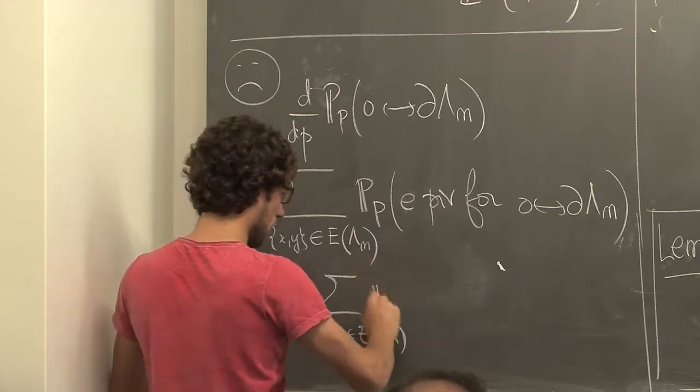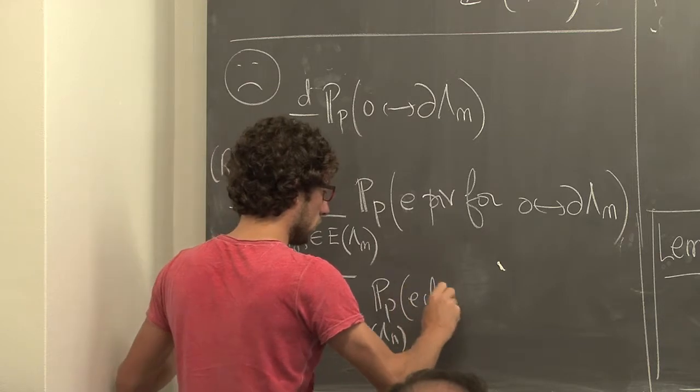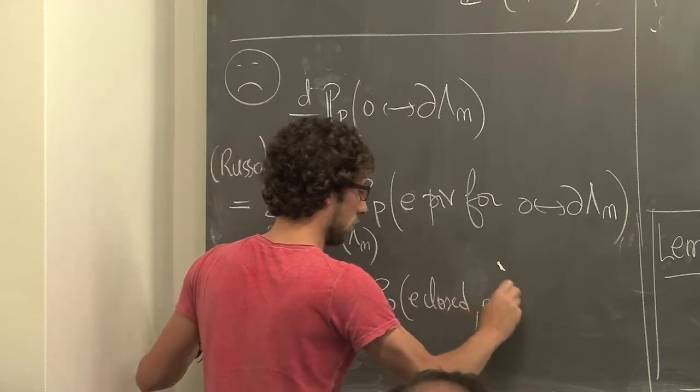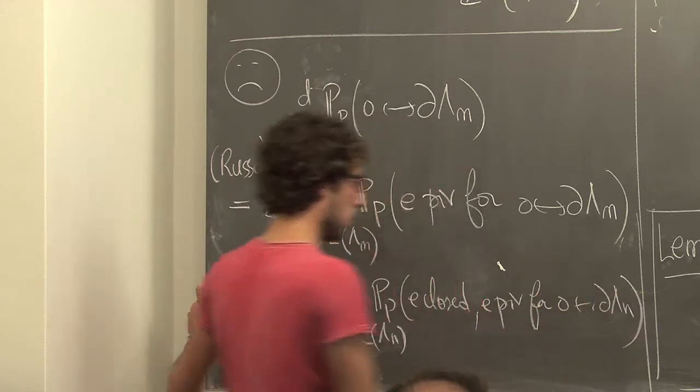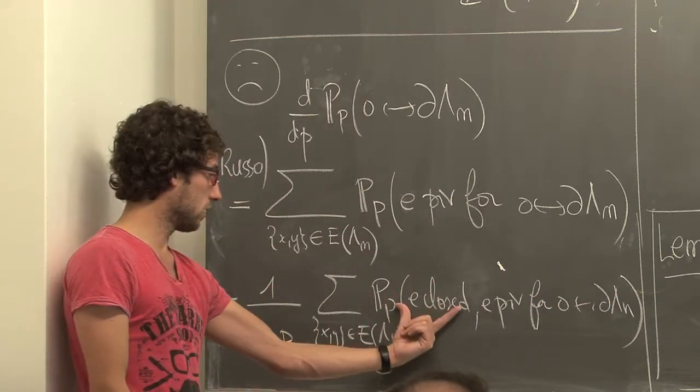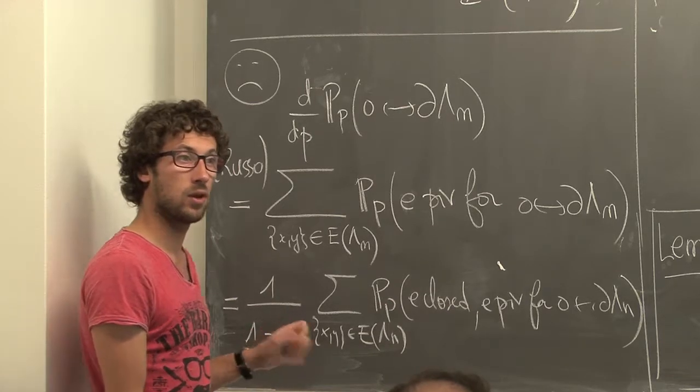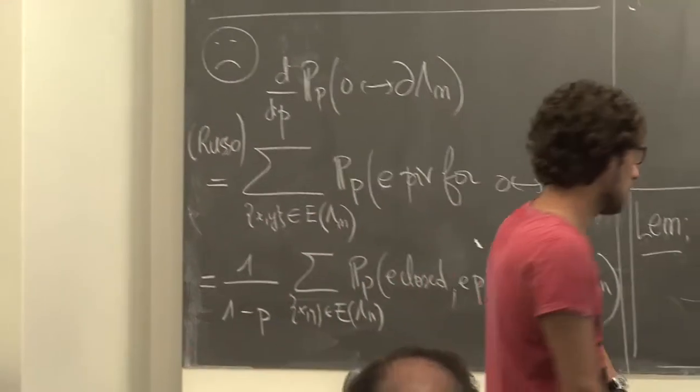And just say, okay, E is closed and E is pivotal for 0 connected to the boundary. I just use the dependence. This is now 1 minus p. It cancels with this 1 minus p. This is an equality.